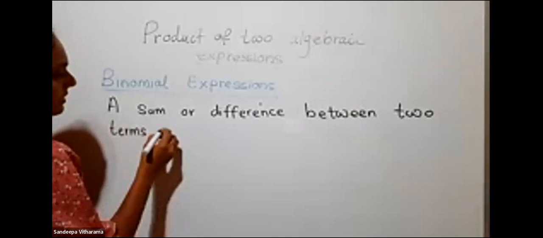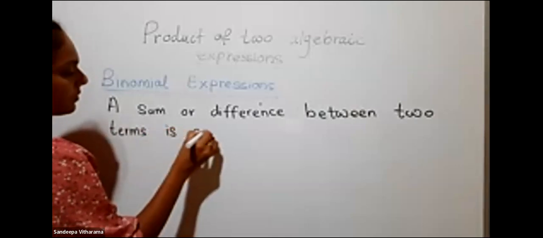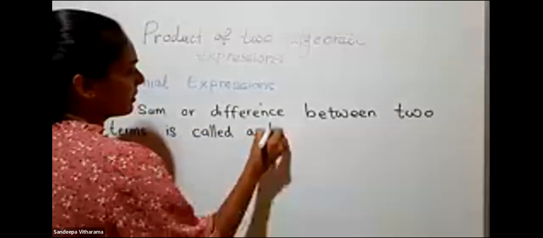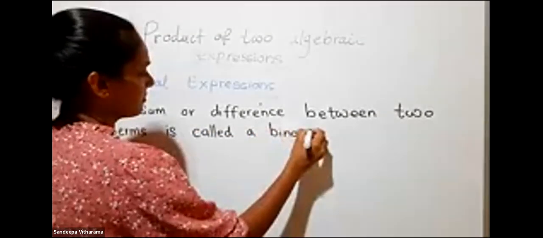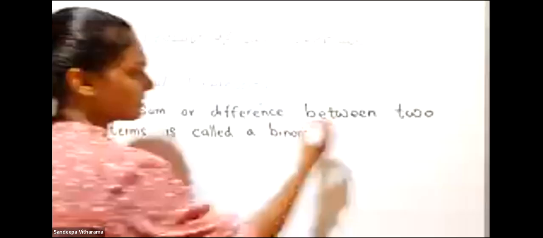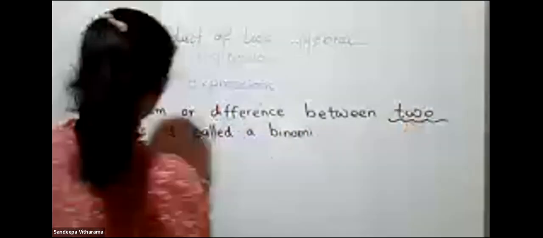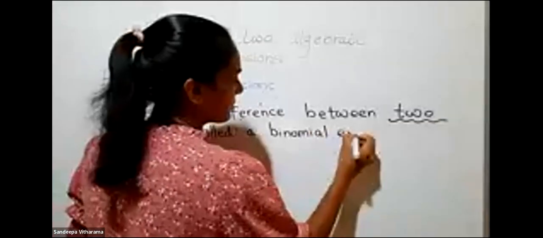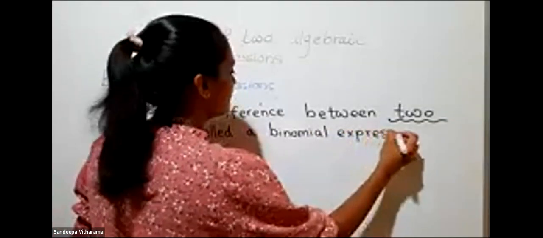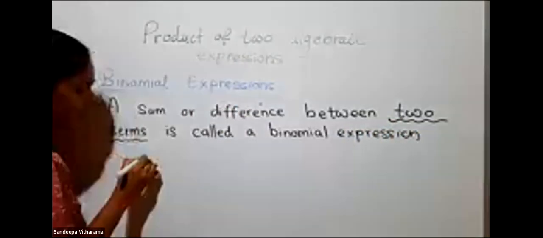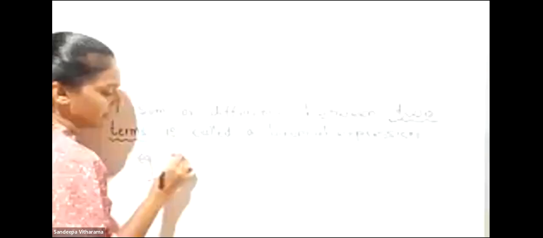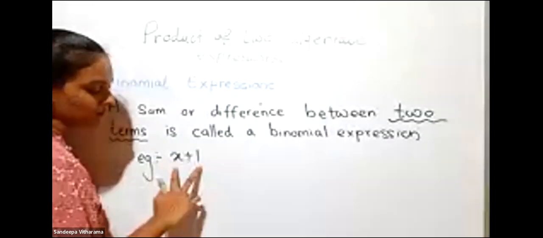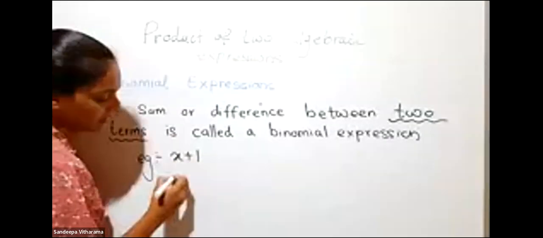Okay, this is called the binomial expression. The special thing is two terms. Okay, binomial expression. Then for an example, if we consider x plus 1, there are only two terms, no? The sum between only two terms.